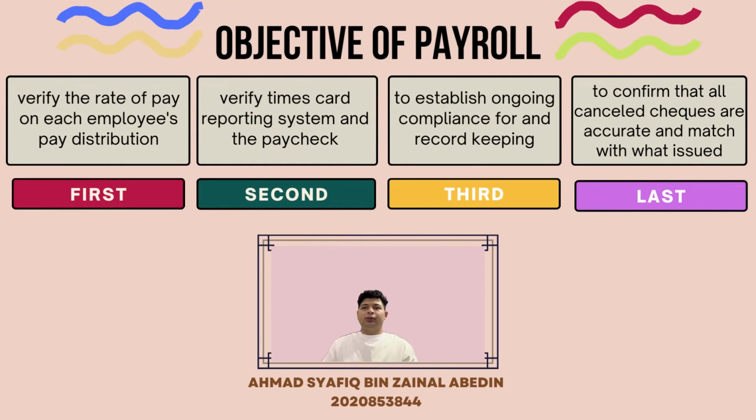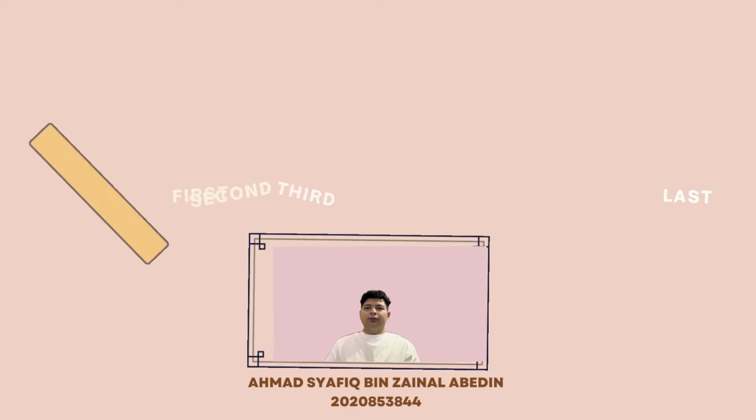The next thing we should understand about the payroll cycle is its objectives. It consists of four objectives: to verify the rate of pay on each employee's pay distribution, verify the time cut reporting system and the paycheck, to establish ongoing compliance and record keeping, and lastly, to confirm that all cancelled checks are accurate and match what was issued.